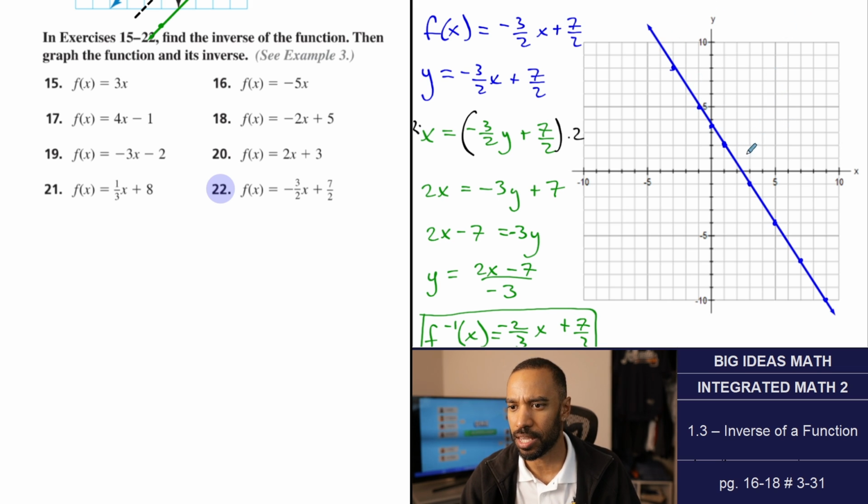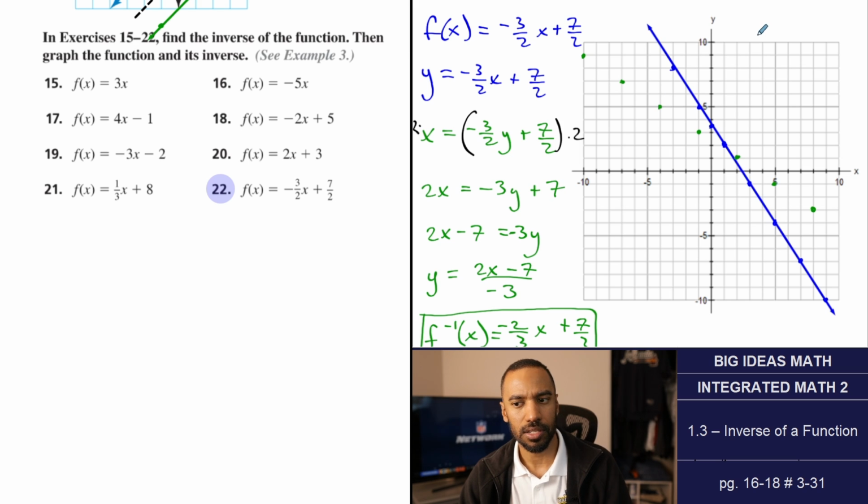This will still be here, 2 comma 1. Now let's go down 2, right 3. There we go. That looks better. So something's off. See, if you know inverses, then you'll be aware when something doesn't look like it's supposed to. There we go. Okay. And that should cross 7/3.